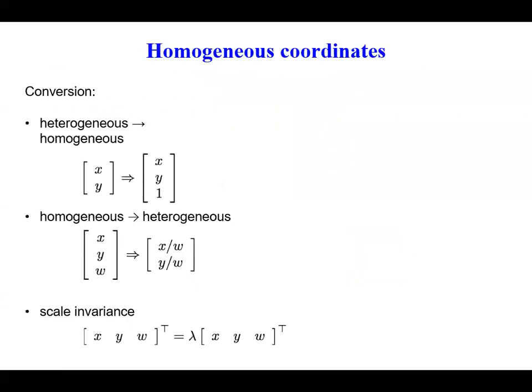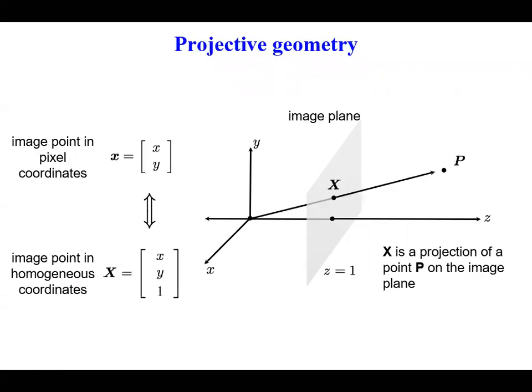So just to review again, from heterogeneous to homogeneous, I go like that. If I am going from homogeneous to heterogeneous, I divide by that factor and then remove the 1. Scale invariance means that if I multiply by a scale, it will not make a difference.